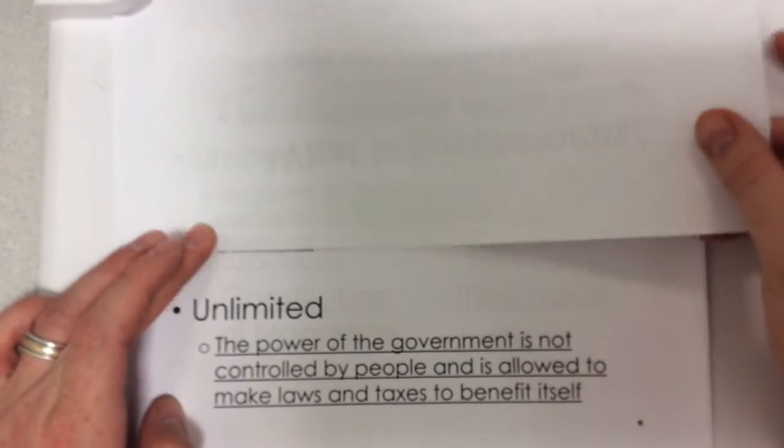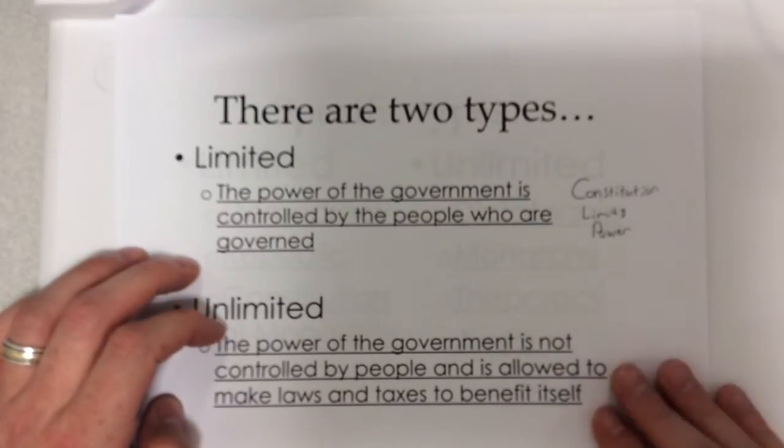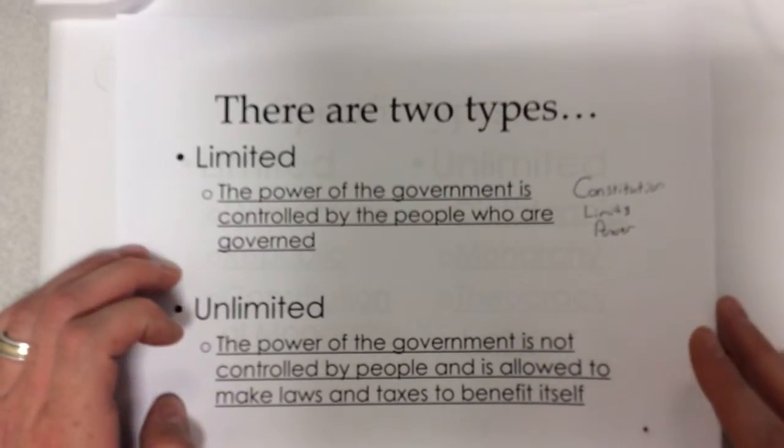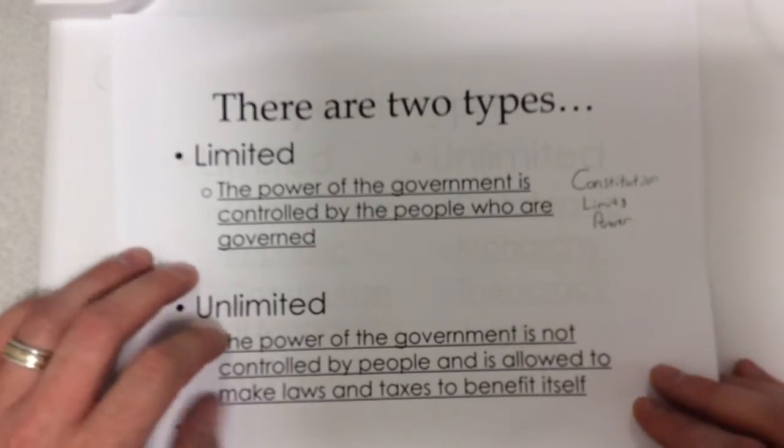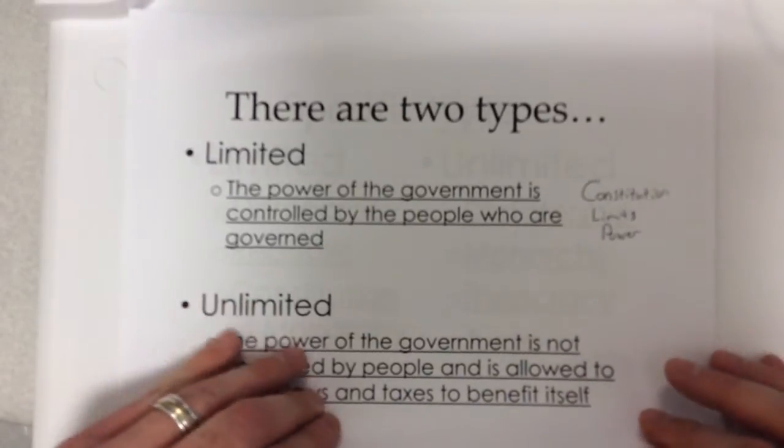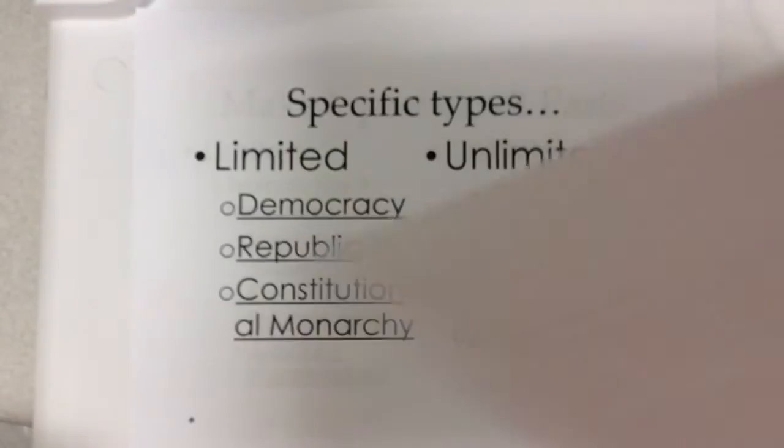But we have limited and unlimited governments, and these are the two types of things we are going to see off and on through the entire school year. So we got to make sure we get these two terms organized in our heads.